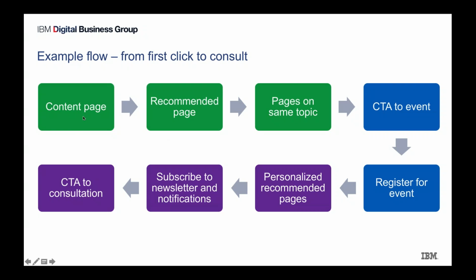So we've got a content page that, if someone finds this via search, for example, they follow it, they go to another page that was recommended to them based on that page. They go from there to an index page that shows them other pages on the same topic. From that page, they follow a call to action on the index page to an event that is really sort of a next thing to go to. They register for the event, and that gets them into the personalized experience.